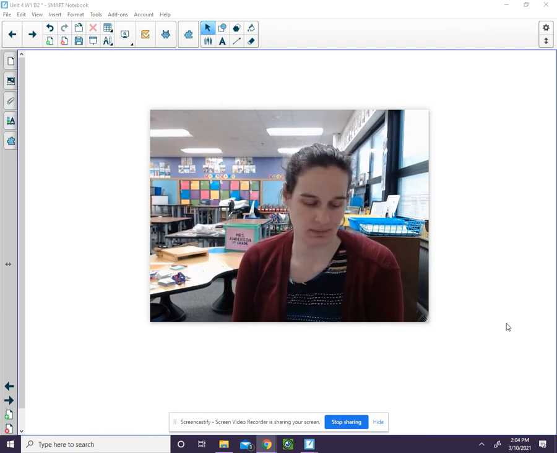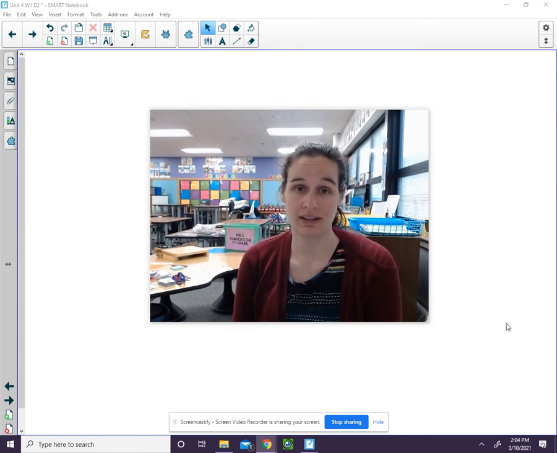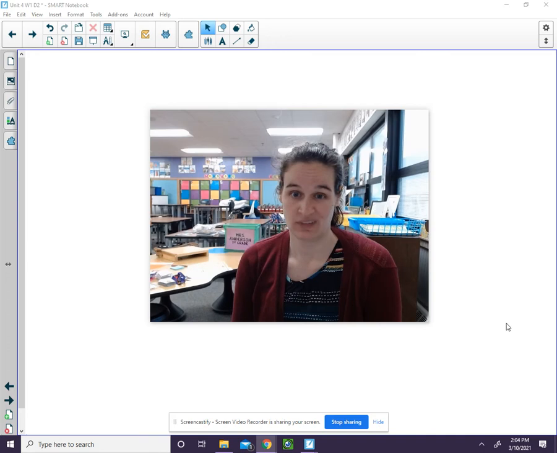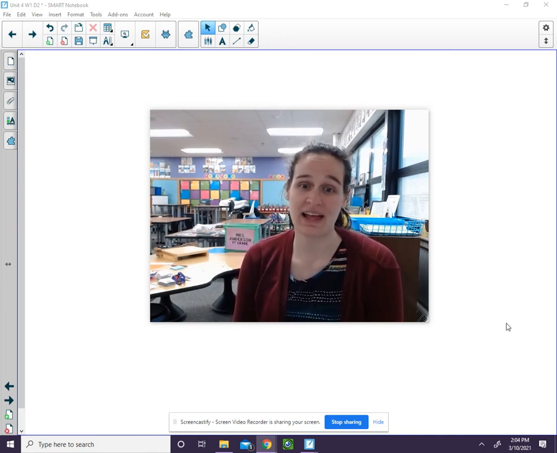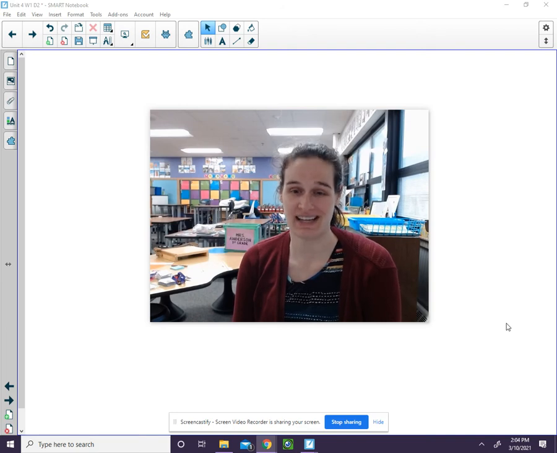Here's our last one. Hope, rail, gain. Hope doesn't belong because rail and gain both have the A sound. Hope has the long O sound.